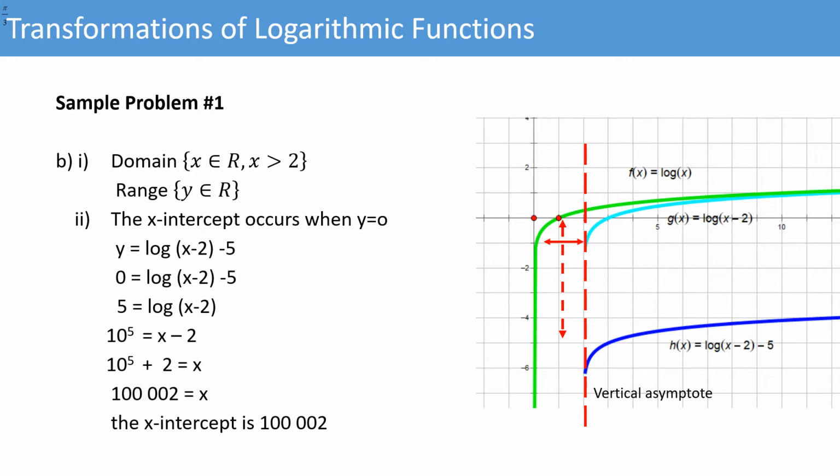So what is our domain? Well, our domain is the set of x such that x is greater than 2, and the range can be any real values. The x-intercept, where the line crosses the x-axis, which we will not see, but we know we can calculate it by substituting y equal to 0. It will occur at the number 100,002. Now you know why we can't see it.